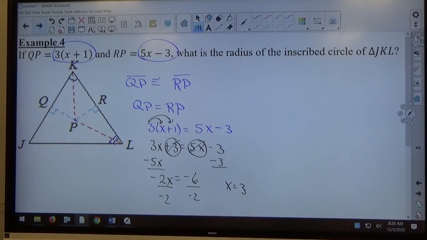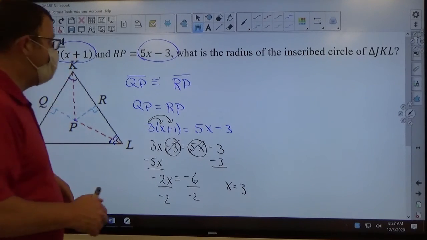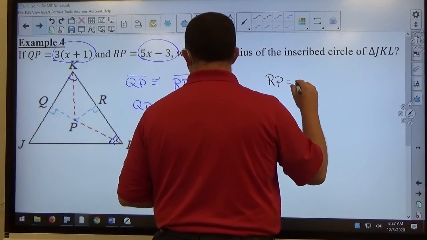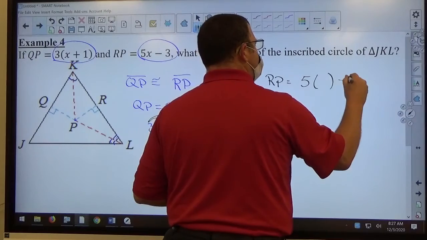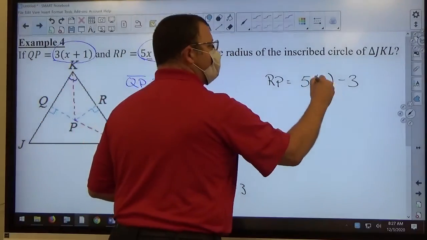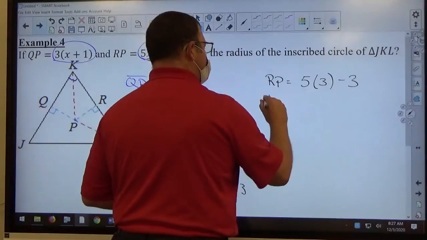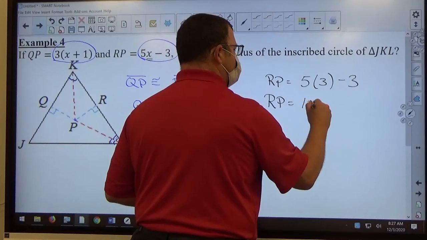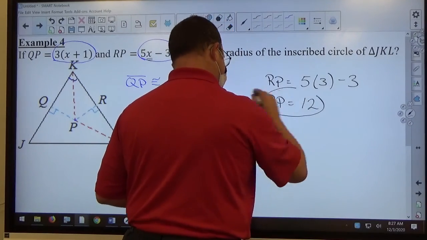The directions on the problem say, what is the radius of the inscribed circle of JKL? Well, the radius is either RP or QP. Take your pick. I'm going to go with RP. So RP is the radius. Its measurement is 5x minus 3. Instead of writing 5x, though, I'm going to write 5 times 3 because x equals 3. 3 times 5 is 15. 15 minus 3 is 12. So the radius is 12.